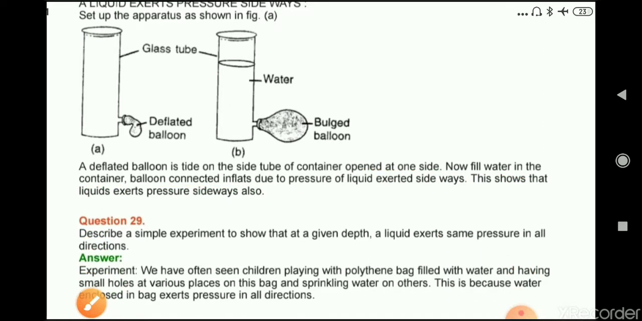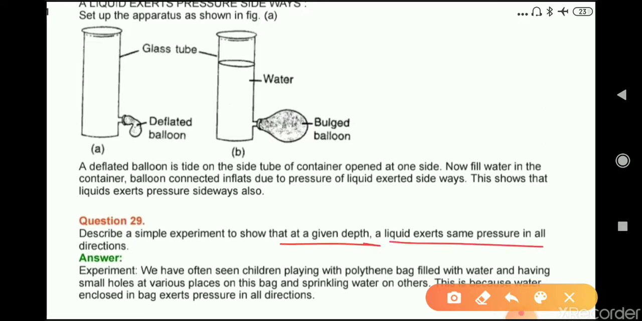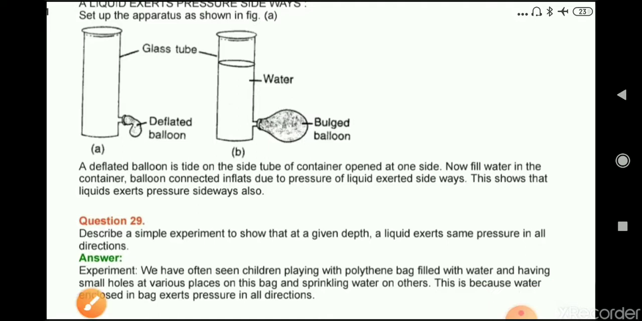Question number 29. Describe an experiment to show that at a given depth, a liquid exerts the same pressure in all directions. So you have to write the answer. We have often seen children playing with a polythene bag filled with water and having small holes at various places on this bag, and sprinkling water on others. This is because water enclosed in the bag exerts pressure in all directions.